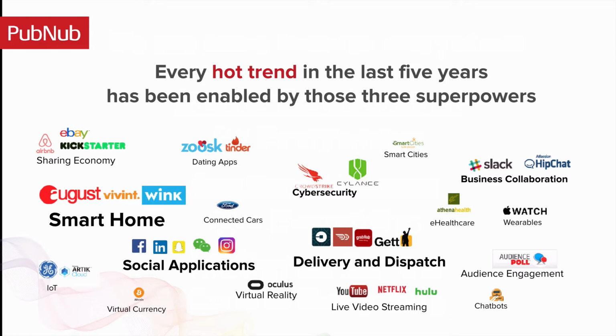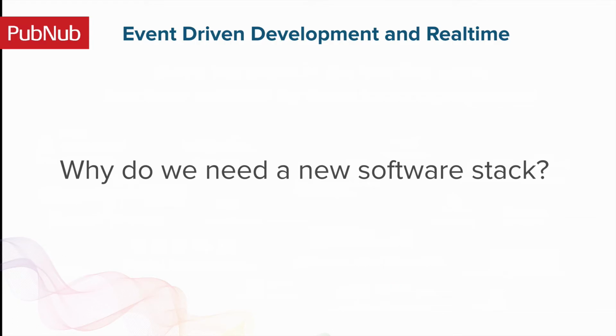Whether you're talking about Slack and business collaboration, whether you're talking about Ubers and Gets and Lyfts and companies like that, Grubhub for food delivery, whether you're talking about virtual reality applications, even blockchain, IoT, smart home, dating applications. These are all enabled by these three superpowers: being able to see everything, control everything, and be part of everything, or be everywhere. So that's all interesting. From a software development perspective, what does it have to do with a software stack?